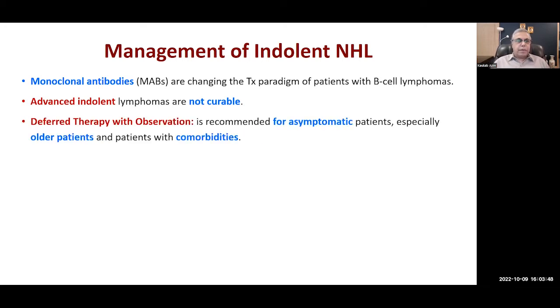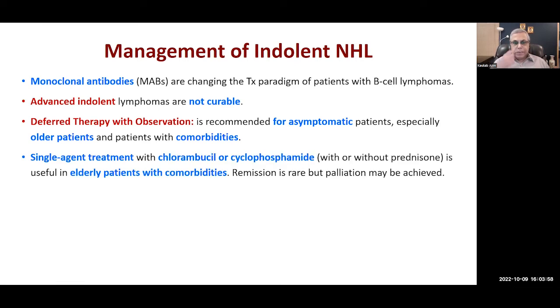Deferred therapy with observation is recommended for asymptomatic patients, especially older patients and patients with comorbidities. Single agent treatment with chlorambucil or cyclophosphamide, with or without prednisone, is useful in elderly patients with comorbidities. Remission is rare, but palliation may be achieved.